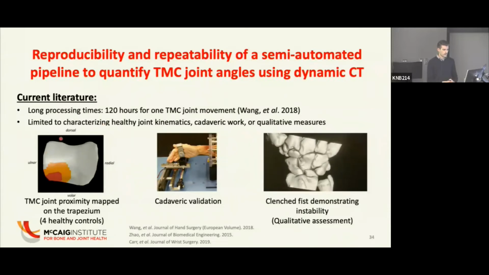And a lot of the studies have been limited to characterizing healthy joints, looking at cadaveric work and validation of different methods, or qualitative measures like the example I have on the right here of a clenched fist, looking at joint instability.